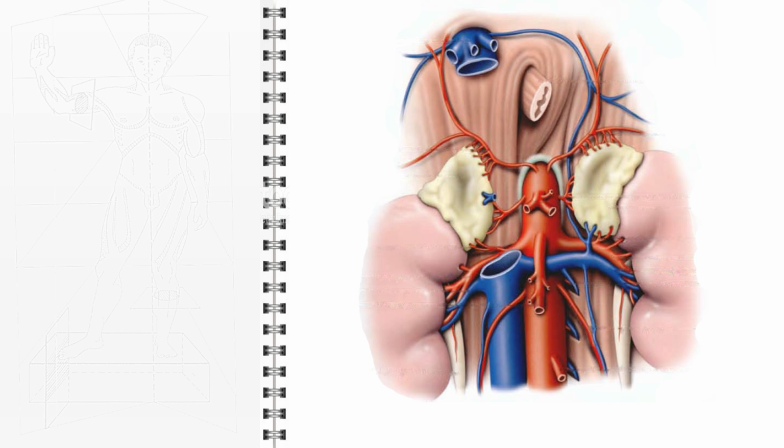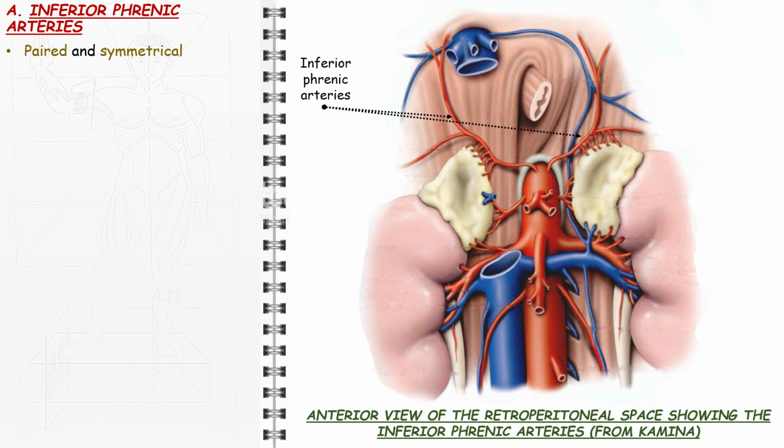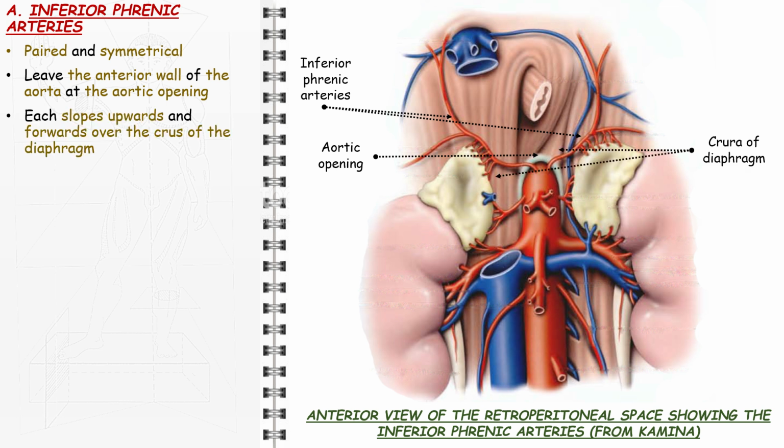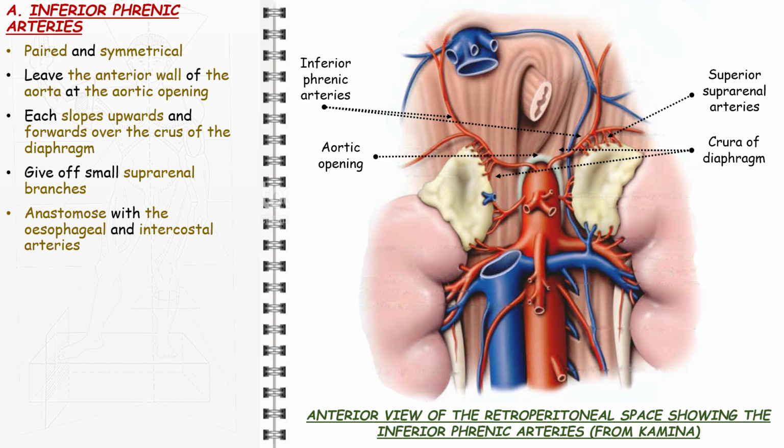That being said, we will enumerate the branches of the abdominal aorta from top to bottom, beginning with parietal branches in order to mind map all these numerous arteries. The inferior phrenic arteries are paired and symmetrical. They leave the anterior wall of the aorta at the aortic opening, and each slopes upwards and forwards over the crus of the diaphragm, which they supply. They give off small suprarenal branches and anastomose with the esophageal and intercostal arteries. They may rise from the celiac trunk.